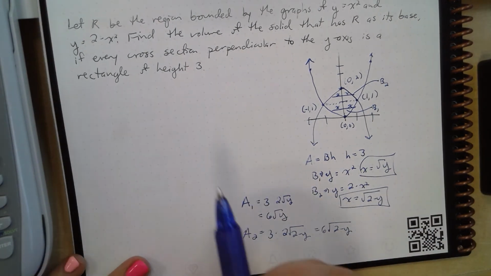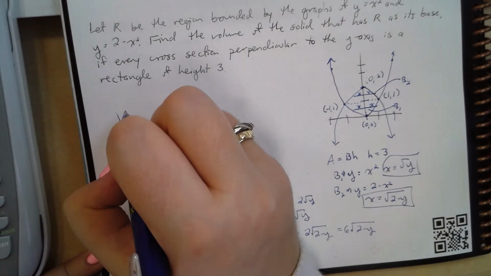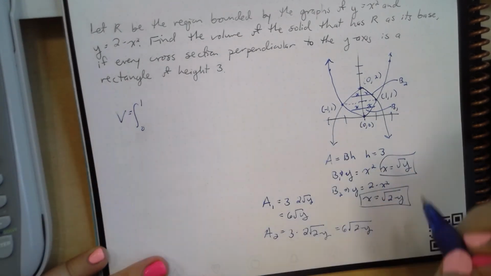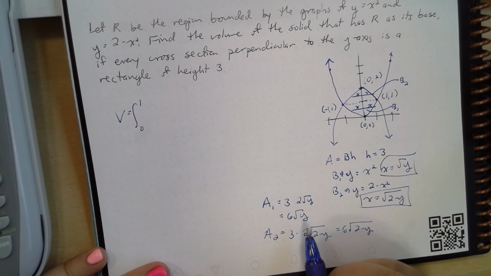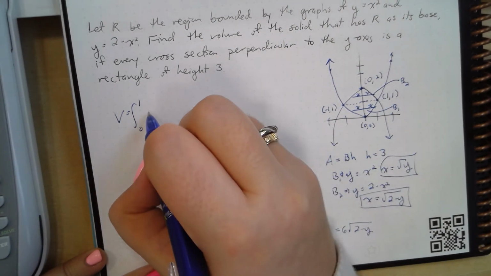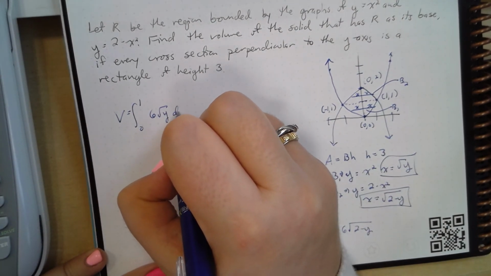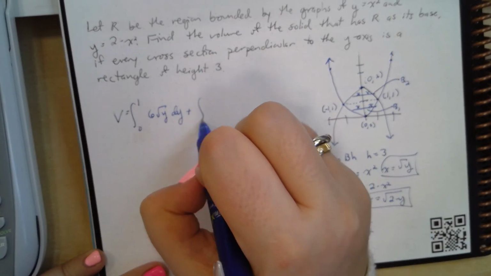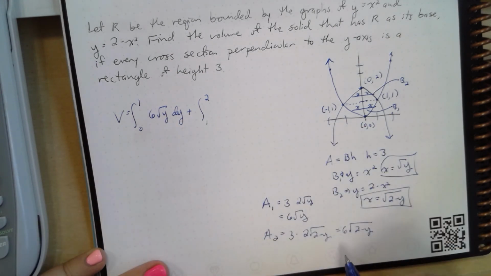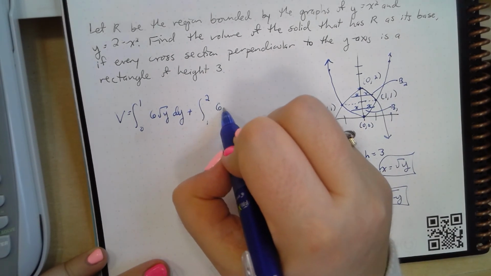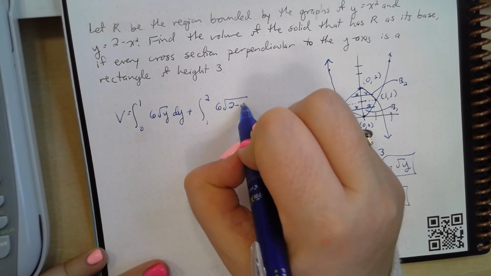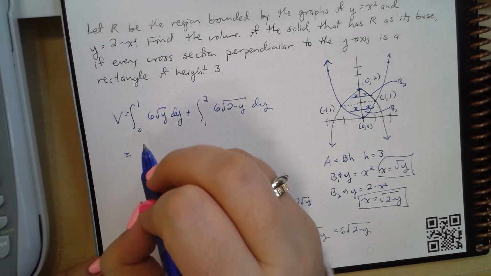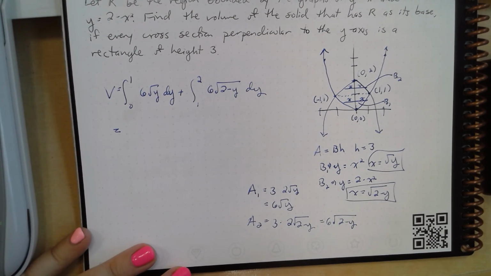Okay? So now we can find our volumes. Our volume is going to be equal to the integral from 0 to 1 of that first area, which is 6 radical y dy, plus the second volume here, which is going to be the integral from 1 to 2 of this second area, 6 times radical 2 minus y dy. So now we just integrate as usual. I'm going to pause and do that.